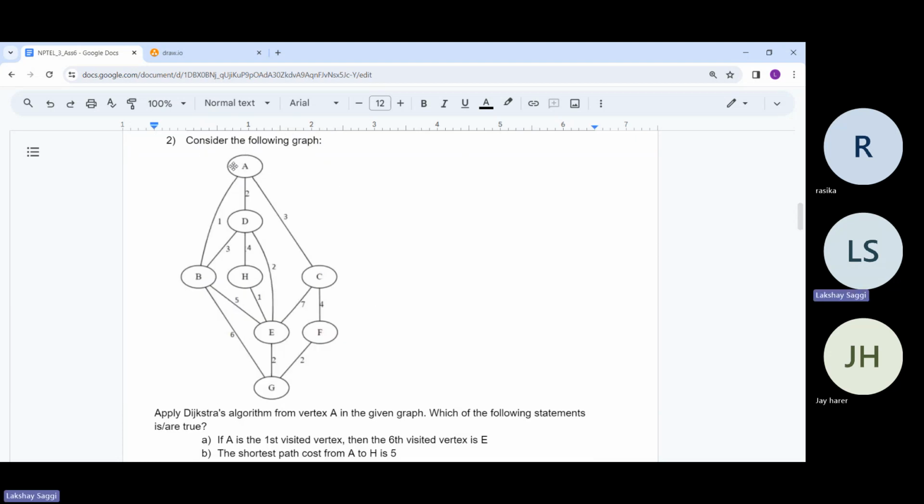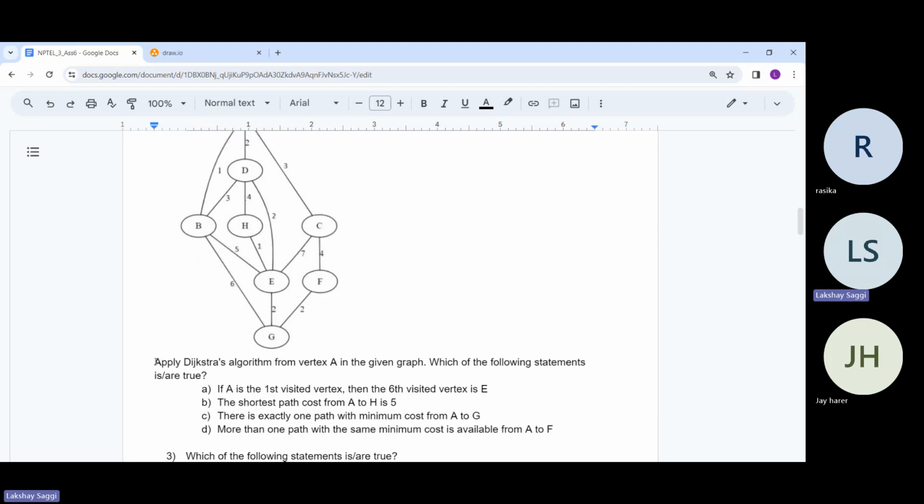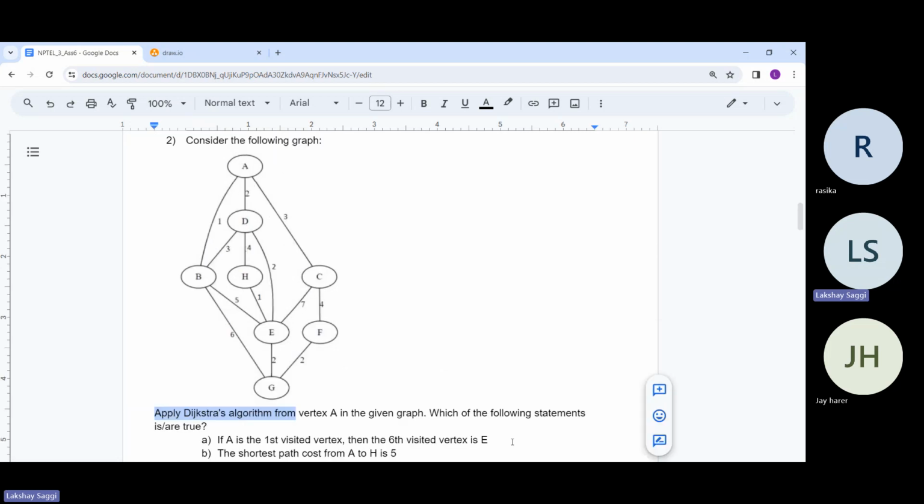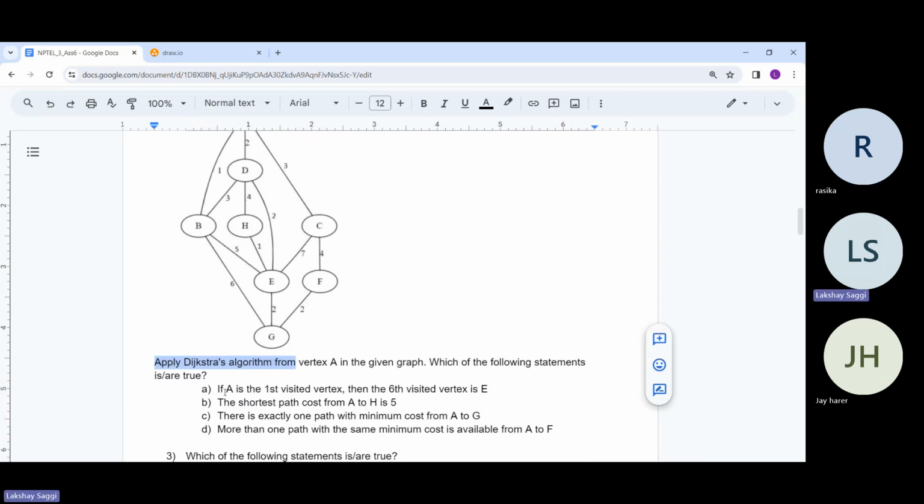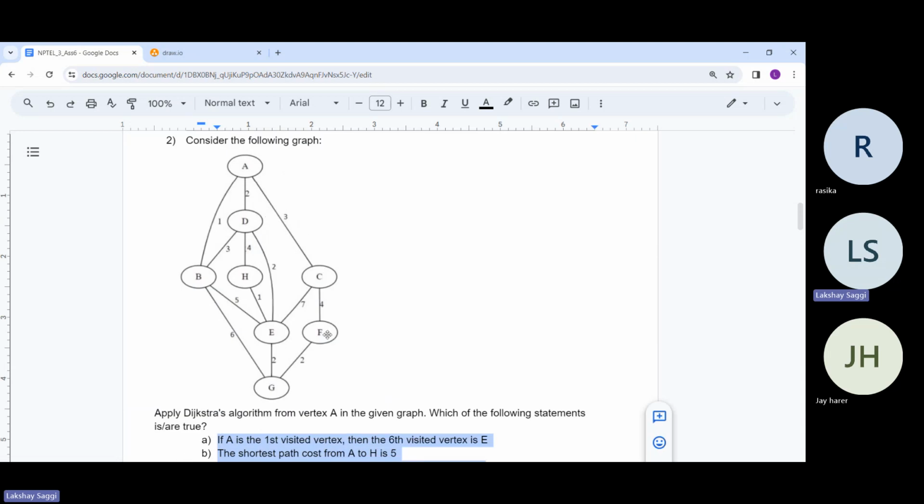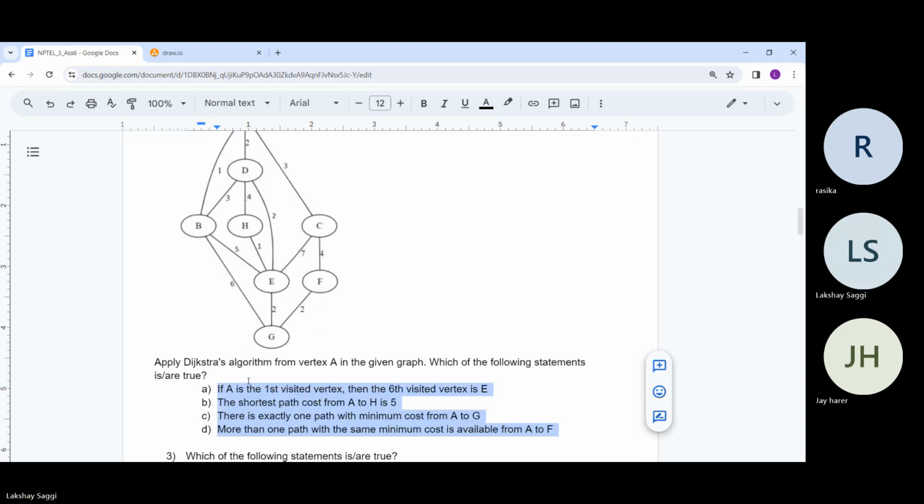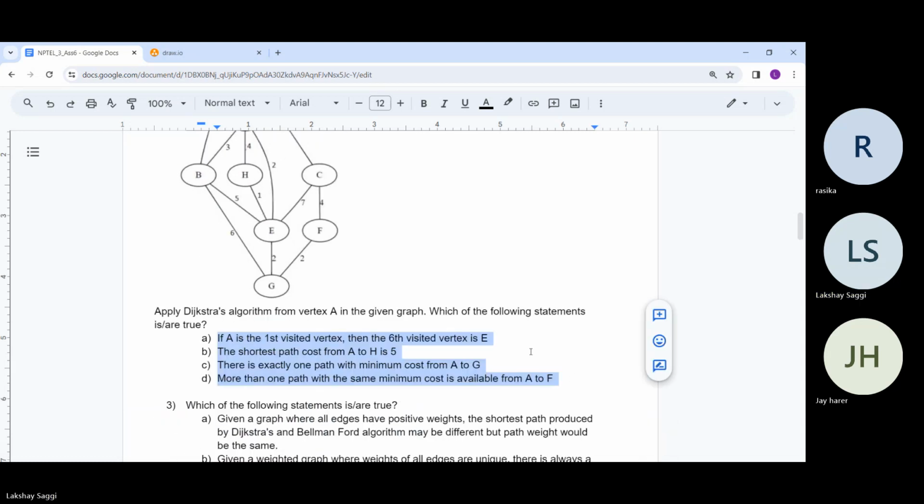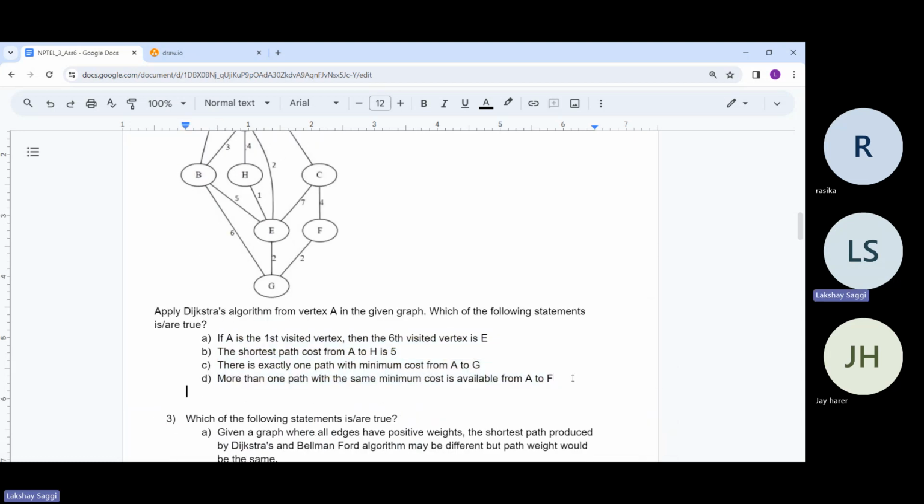So the second question is, we are given this graph which contains this many nodes, and all these edges have some weights. The weights for all the edges are also given. And now the problem is asking us to apply Dijkstra's algorithm from the vertex A on this graph. And now we need to answer certain statements related to Dijkstra's algorithm. There are some options given to us. So we'll need to first apply Dijkstra's algorithm on this graph, and then we'll need to answer these. So let's start with running Dijkstra's on this problem.